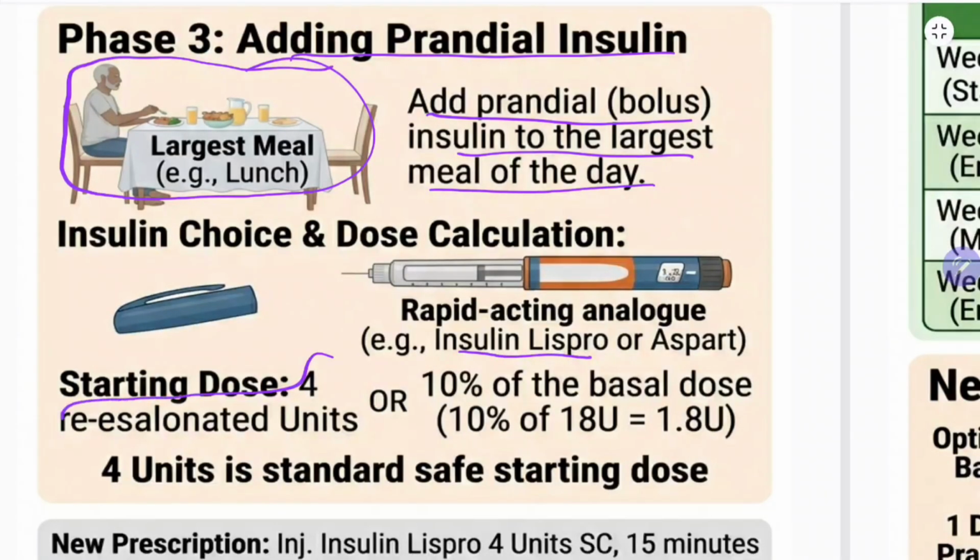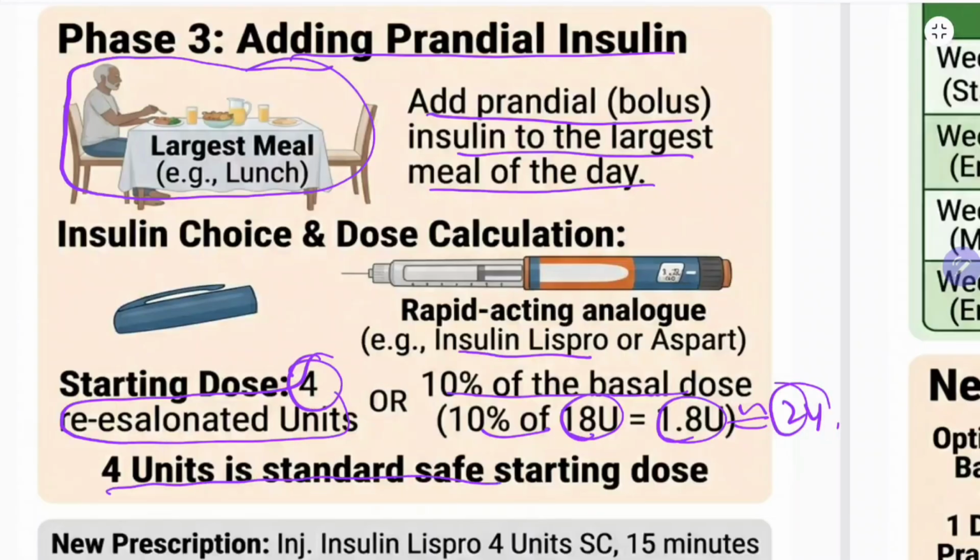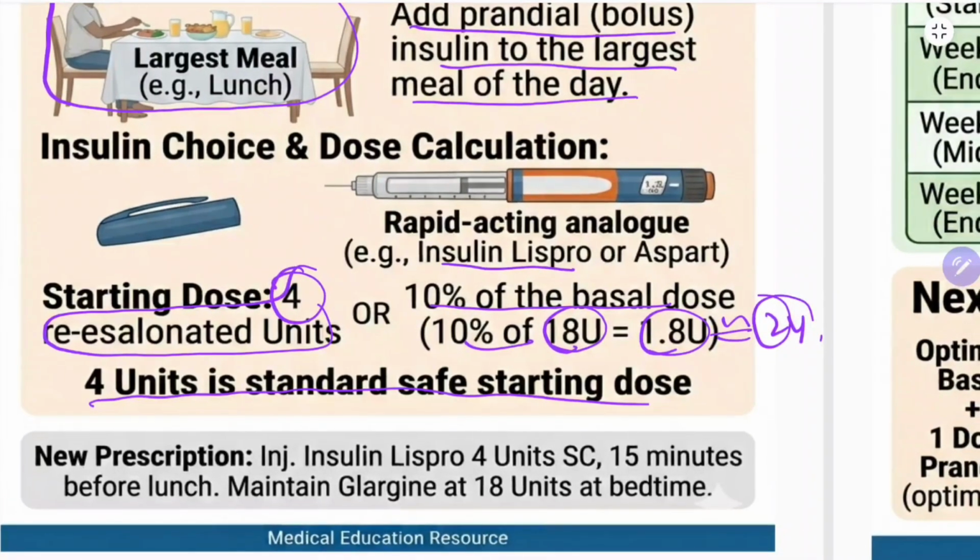Starting dose, either we will use 4 units or 10% of the basal dose. Basal is 18, 10% of this is 1.8, which is approximately 2 units. Either we use 4 units or 2 units. 4 units is the standard safe starting dose. Now the new prescription: insulin Lispro 4 units subcutaneously before lunch, 15 minutes before lunch, and maintain glargine at 80 units at bedtime.